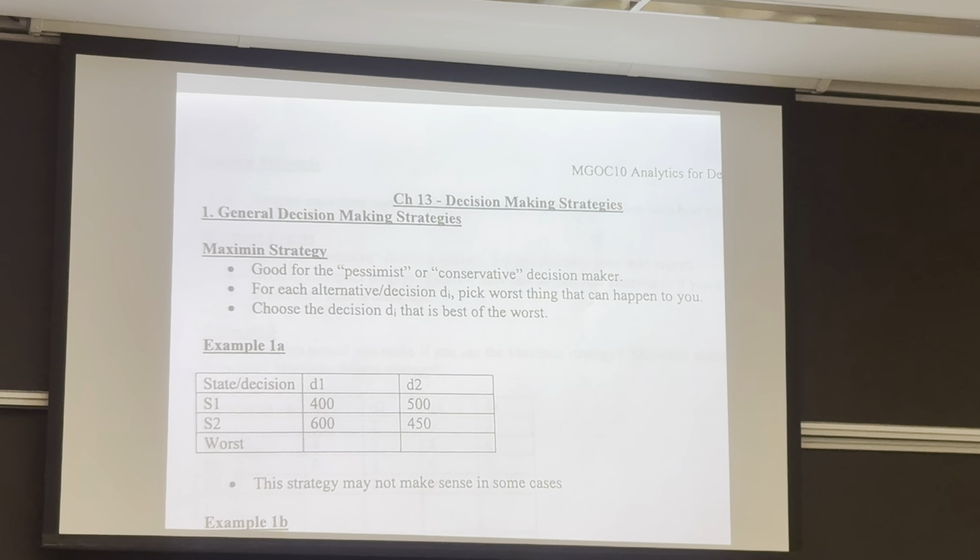Okay, so we'll look at some common decision-making strategies. The first one is called a maximin strategy. This is good for the pessimist or conservative decision maker. For each alternative or decision, you pick the worst thing that can happen to you, and then you choose the decision that is basically best of the worst.